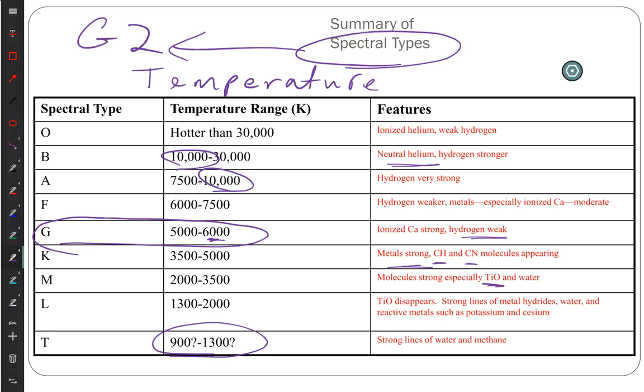So instead of saying it's a star at this temperature, they tell you it's a star that's an O3. And you need to know, O3, well, O's are more than 30,000 Kelvin, so an O3 is in the hot end, so it's well above 30,000.